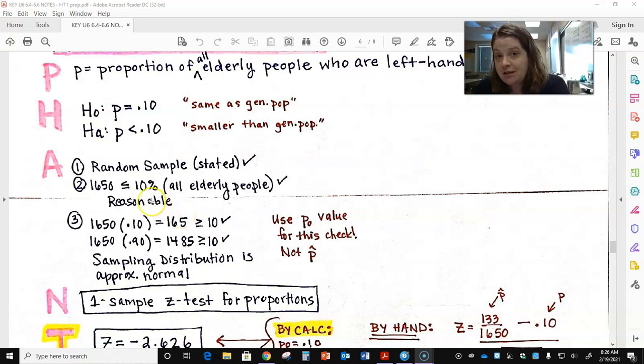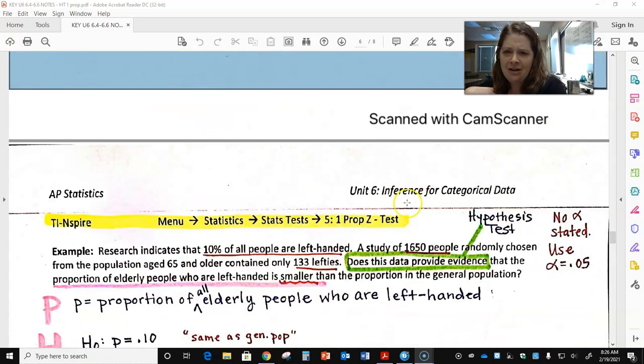The next thing I want to check is, do I have a large enough count that I can say a normal model is appropriate for this problem? So 1650 was my sample size, and I want to take n times p. In this case, we're going to use the hypothesized proportion, 10%, instead of the p-hat value, which would be the 133 out of 1650.